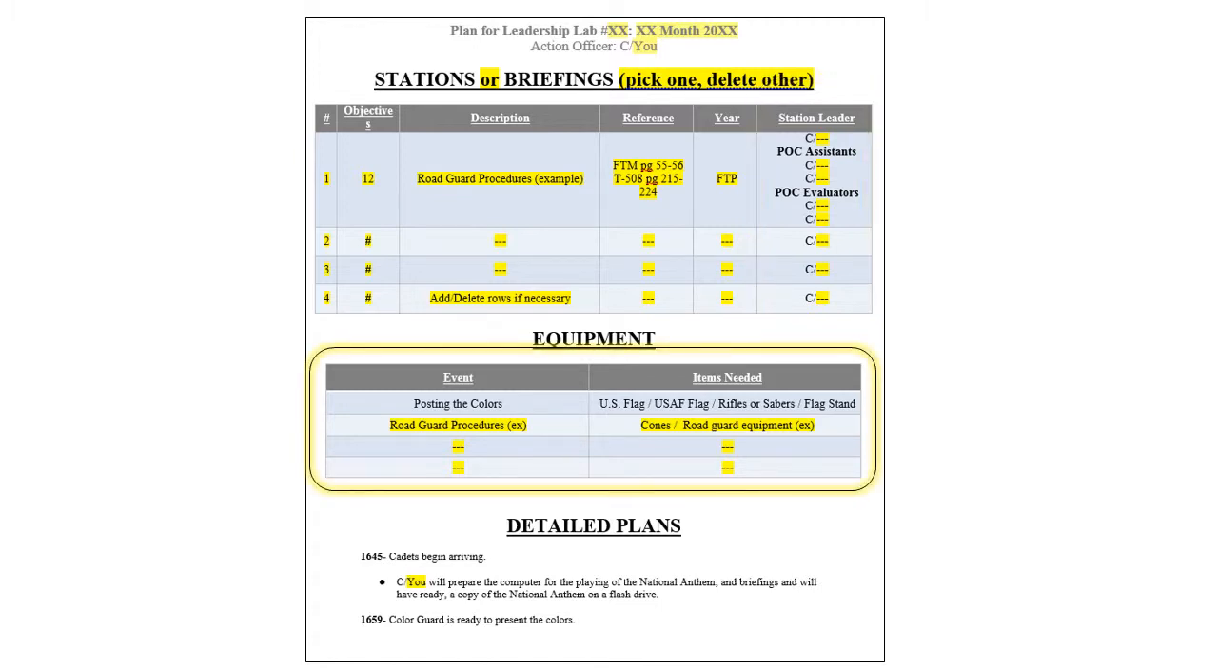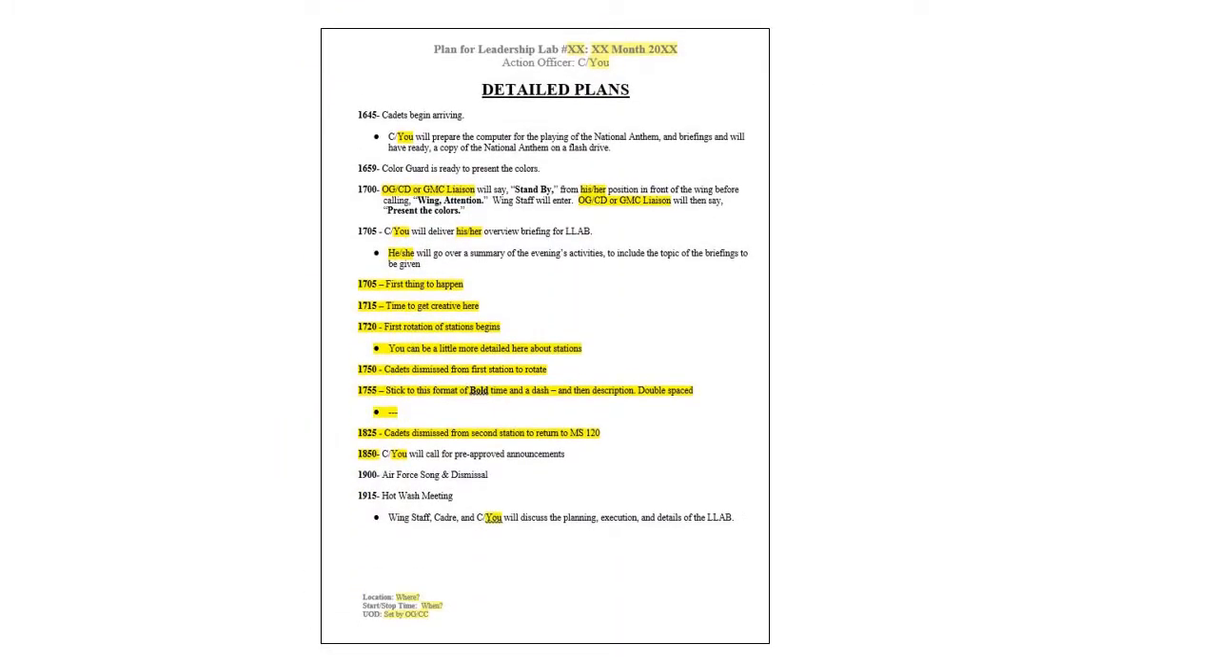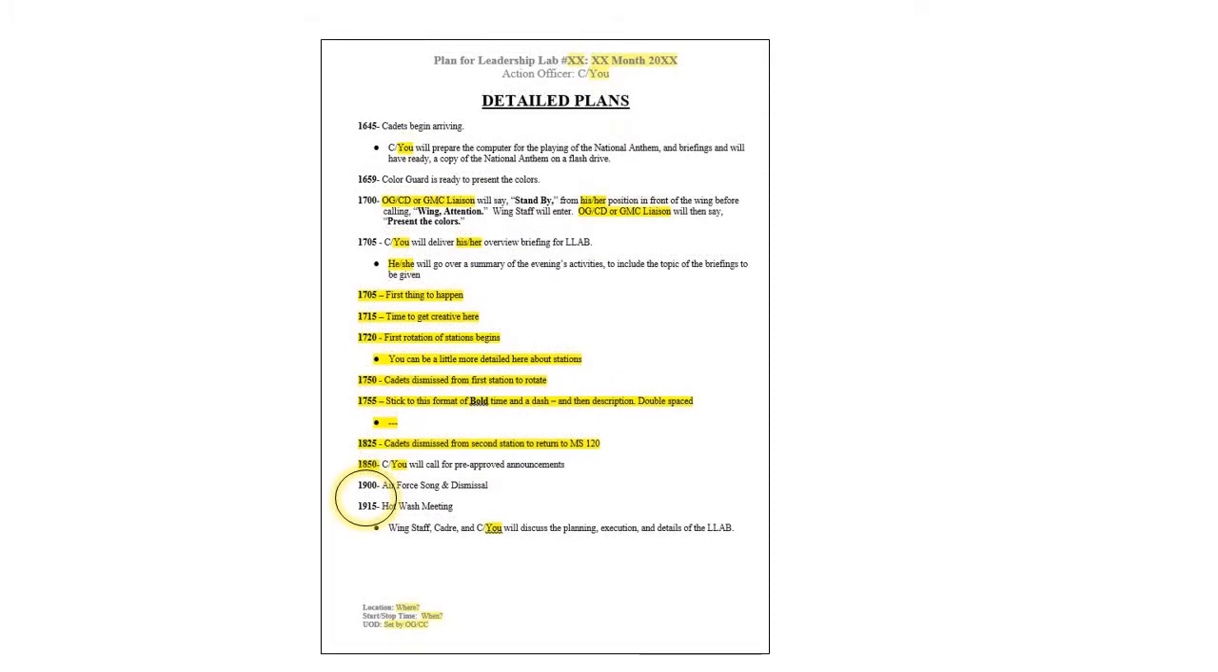Under the equipment cell, list all equipment that will be used during the lead lab. Under the detailed plan section, ensure that you write out the details of your lead lab in short sentences or bullet statements. Note, the hot wash should always be listed 15 minutes after the end of the lead lab. Finally, ensure that the notes at the bottom of the page are accurate to the location, stop-start time, and the EOD for your lead lab.